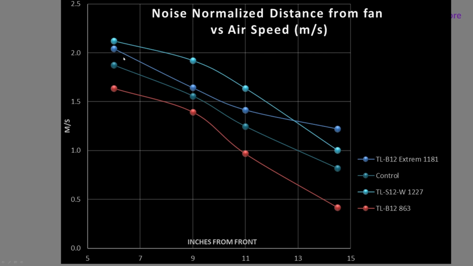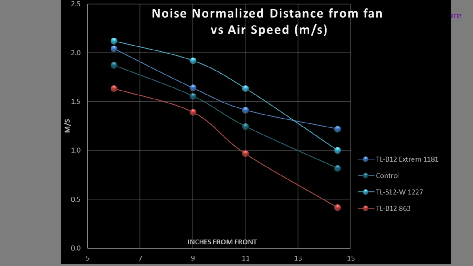So anyways, we have the TL-B12 Extrem right here as this blue line. We have the TL-S12, which I thought tested really quite well. And then we have the regular TL-B12. And we can see that the Extrem is performing better than the control fan, but this could be fan-to-fan variance in terms of quality control, that this is sort of indicating a spectrum for this type of fan, or it could just be that the Extrem is a better quality fan altogether. It's hard to know.